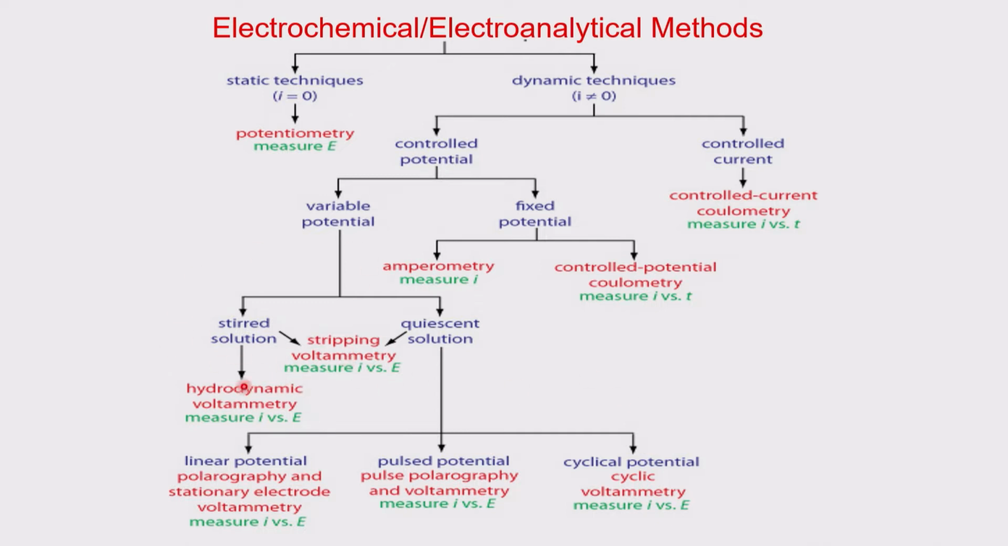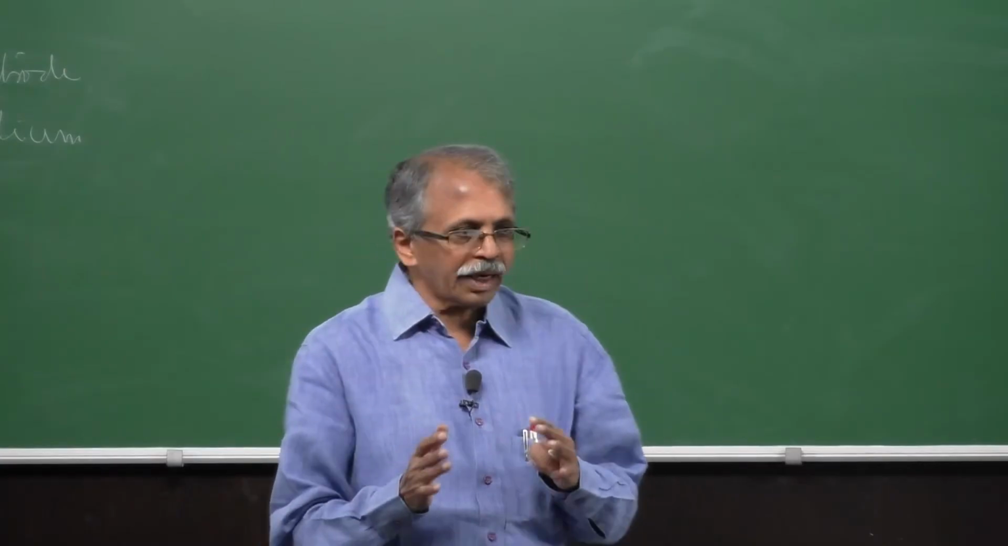Using these techniques you can have stirred hydrodynamic voltammetry or stripping voltammetry. In the non-stirred conditions you can get polarography, pulse potential, cyclic voltammetry kinds of things. And this is what we are going to look at in this entire part on electroanalytical methods.